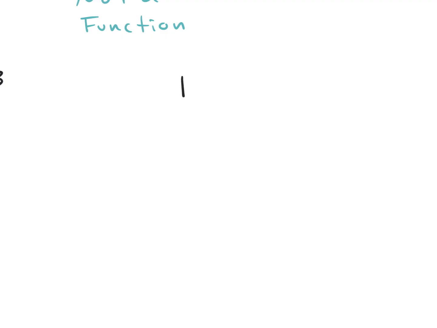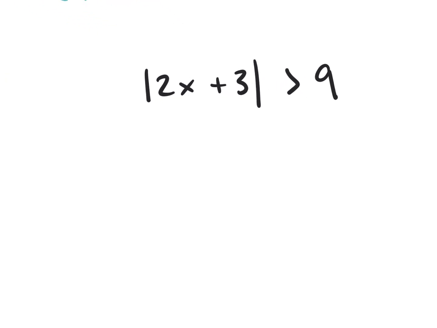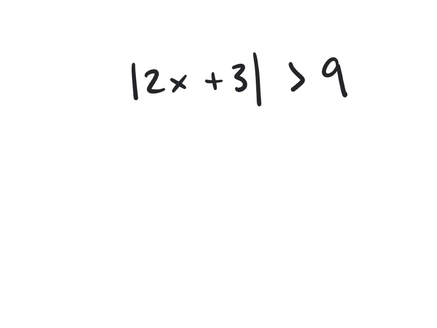So let's just say I had the absolute value of 2x plus 3 is greater than, we'll say 9. You just throw it away. What would we do here? Just split them up. So we'd say 2x plus 3 is greater than 9. 2x plus 3 is what? Less than negative 9.